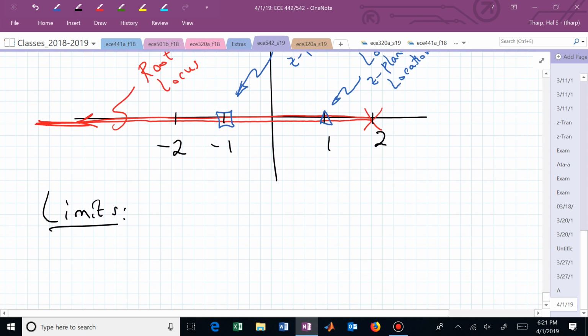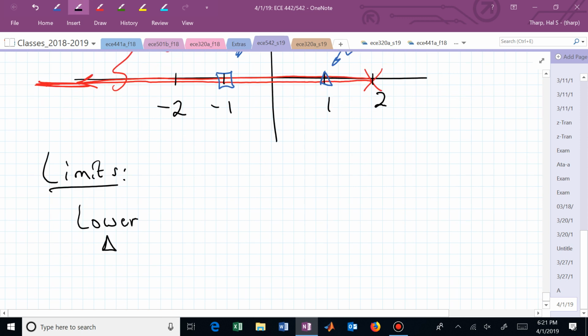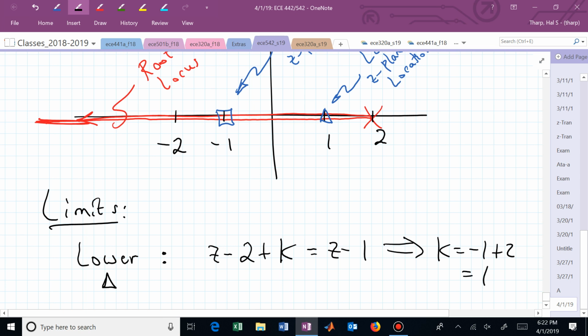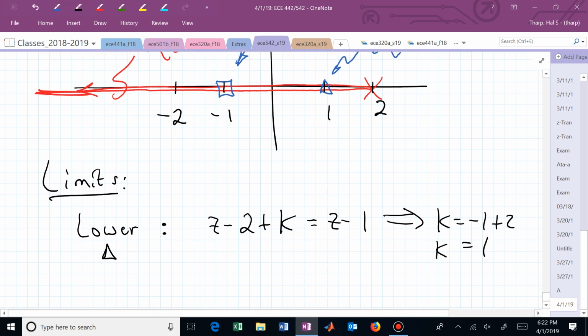For our lower case, we need to find what happens at the triangle. We have z minus 2 plus k equaling z minus 1. To make our system stable, we need to adjust that knob on k to be at least 1. It can't be 1/2. It would still be outside the unit circle.